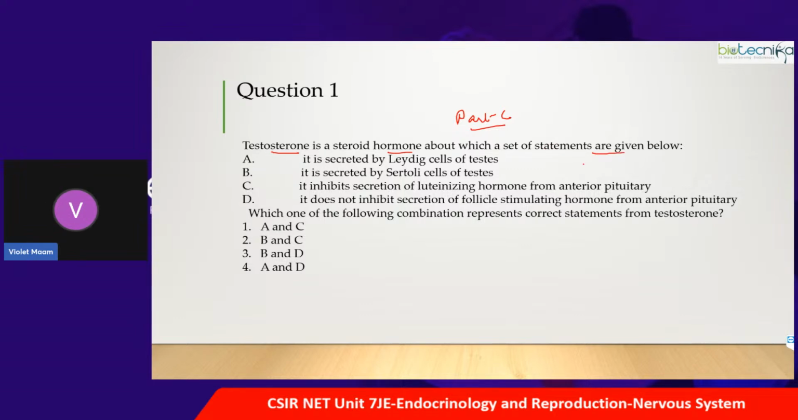Yes, Sunshine, good evening. The statements mentioned here: statement A, it is secreted by Leydig cells of testis. B, it is secreted by Sertoli cells of testis. C, it inhibits secretion of LH, the luteinizing hormone, from anterior pituitary. D, it does not inhibit secretion of FSH, the follicle stimulating hormone, from anterior pituitary. Which one of the following combinations represents correct statements about testosterone? You have to search for the correct statements. Keep this in mind and let me know what the right answer should be. I'll give you some time.